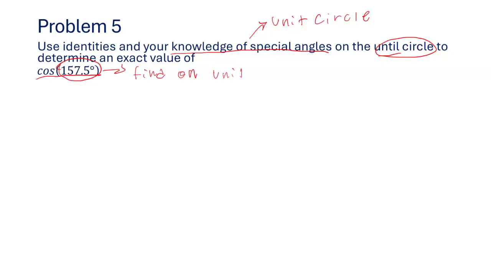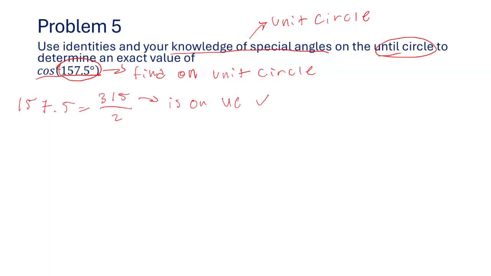And it just so happens that 157.5 is equal to 315 over 2. 315 is on the unit circle. UC for short. Check mark.